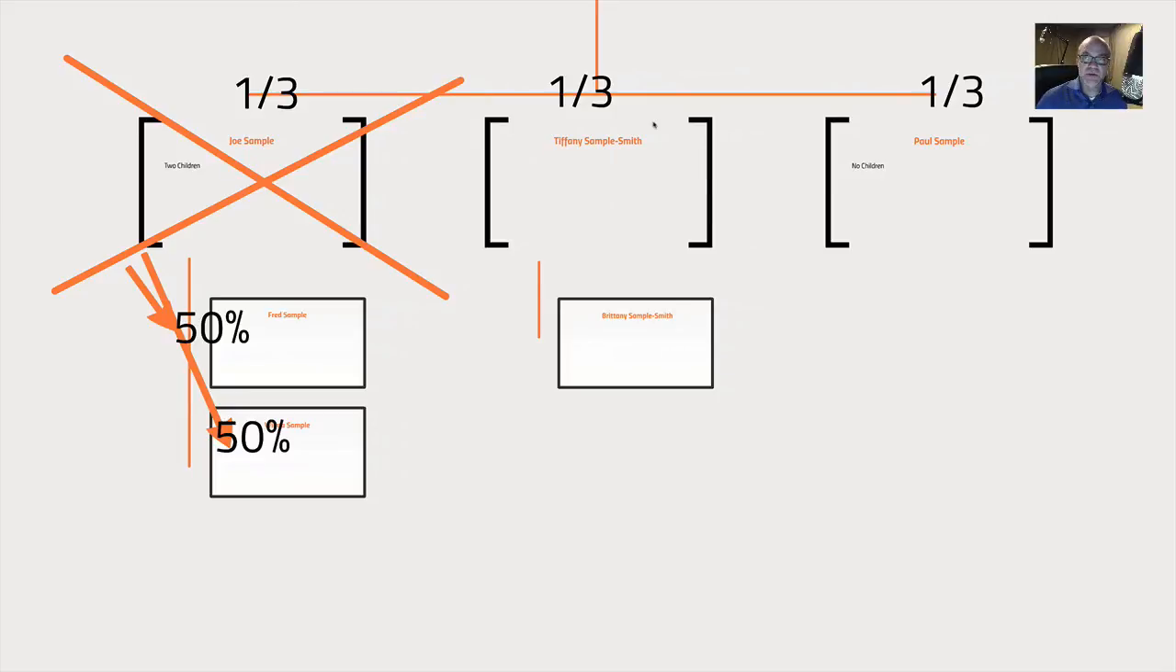And then, of course, the last choice is if one of these children predecease, well, we don't want to do per stirpes or per capita. We just want to name a different person. I've never actually seen that happen, but it's an option available to you, and you get to decide how you want to do that.